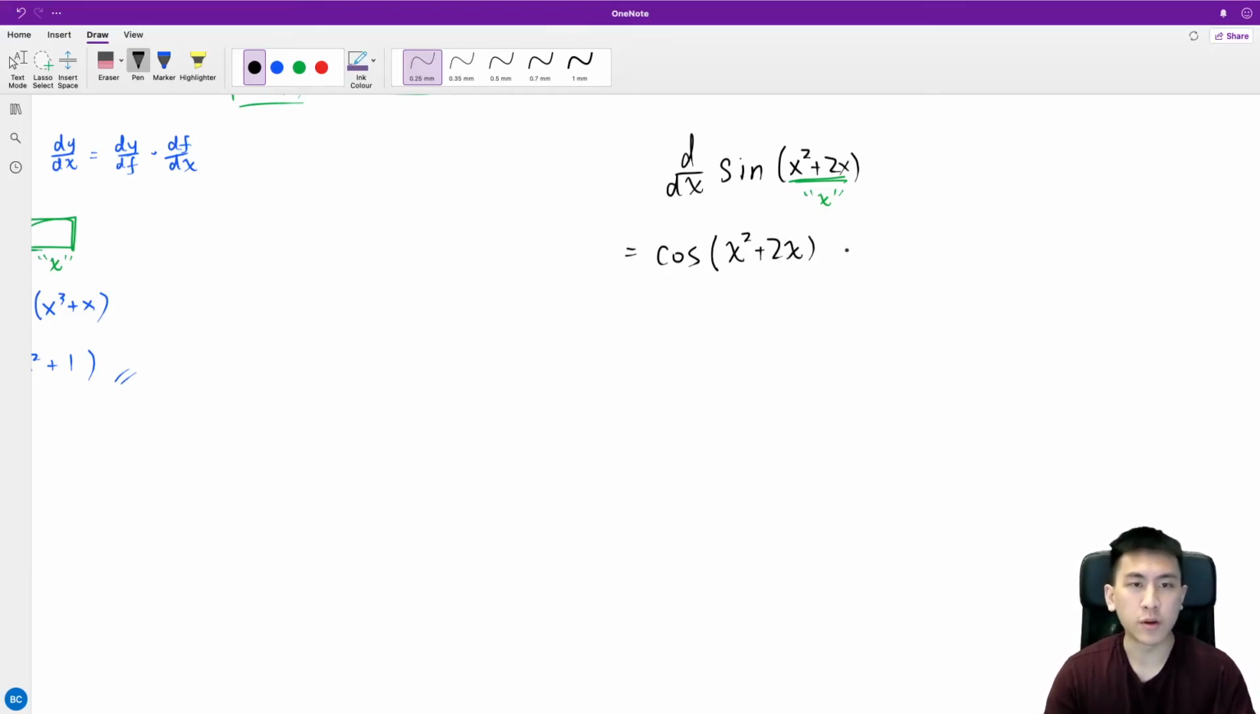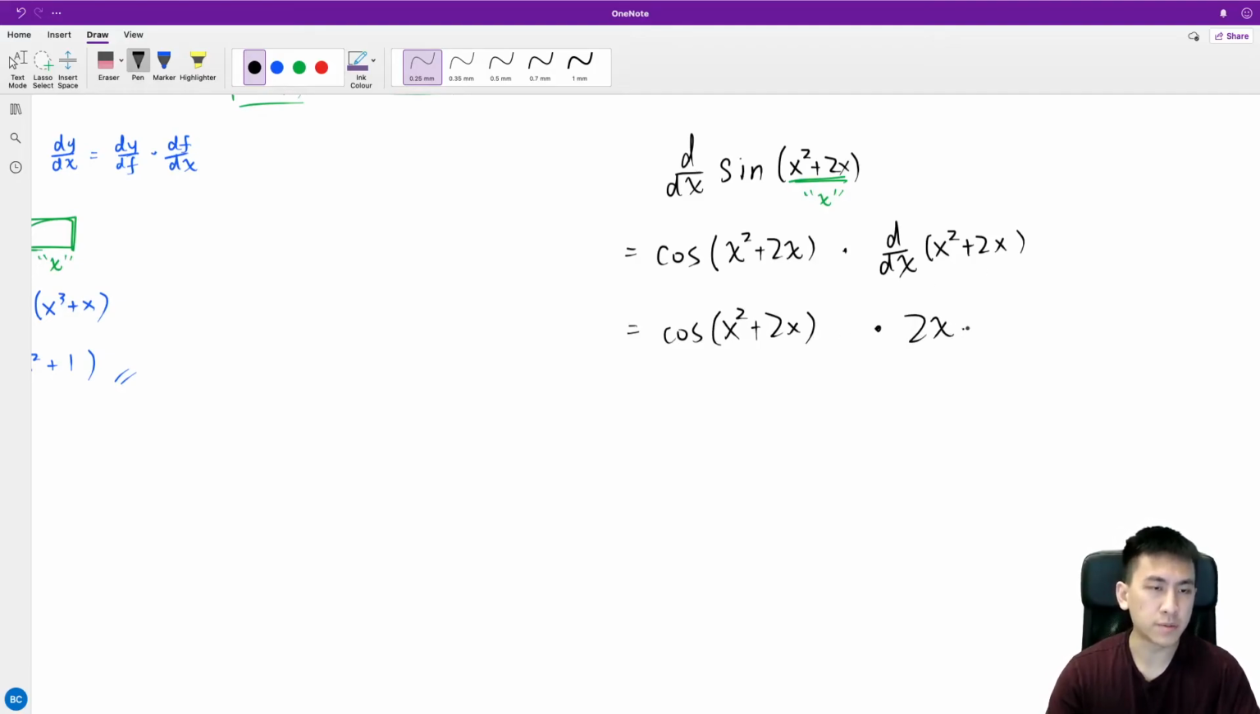But then, of course, you have to do some compensation. You have to multiply by whatever you have just treated as your x. Now, you've just treated x squared plus 2x as your x, right? So therefore, you multiply by compensating that thing. And then your answer is just cosine of that thing, multiplied by 2x plus 2, right? And that's your answer. Now, to better write it, you usually write it in front of it, so that, and then cosine of that. That's how you do it.